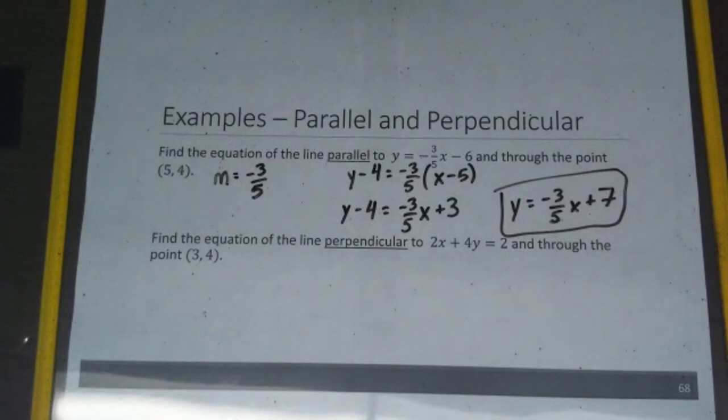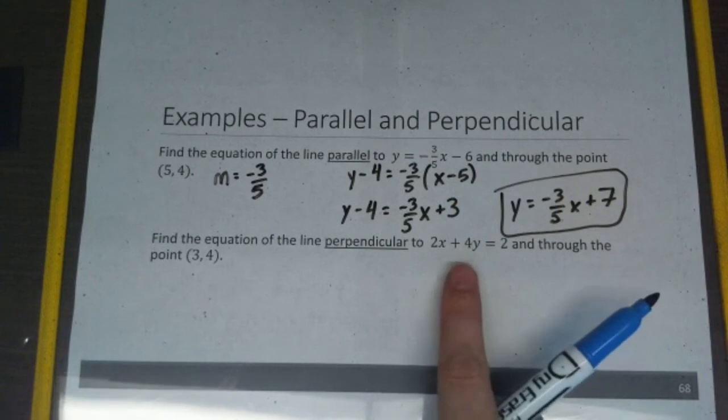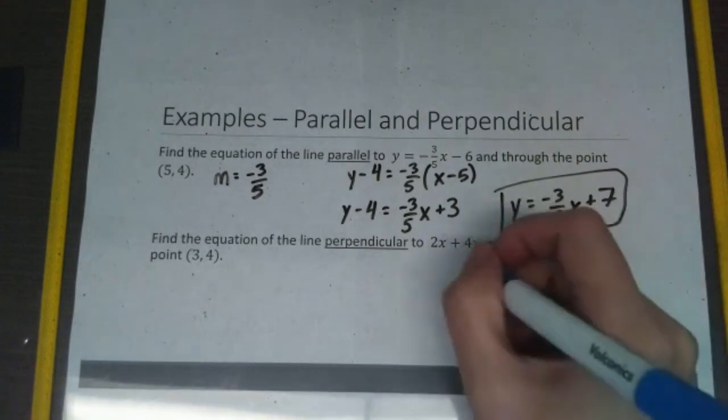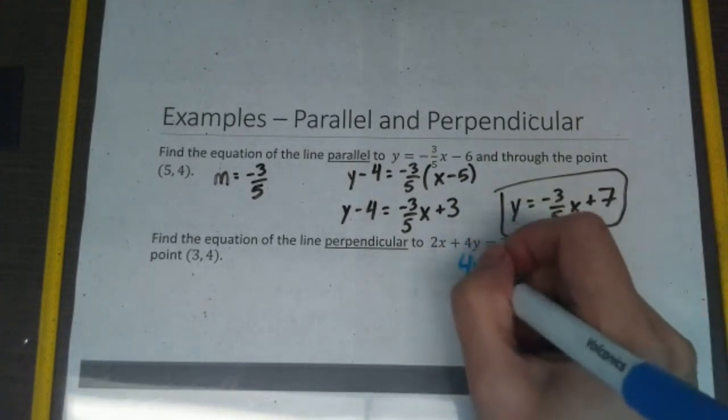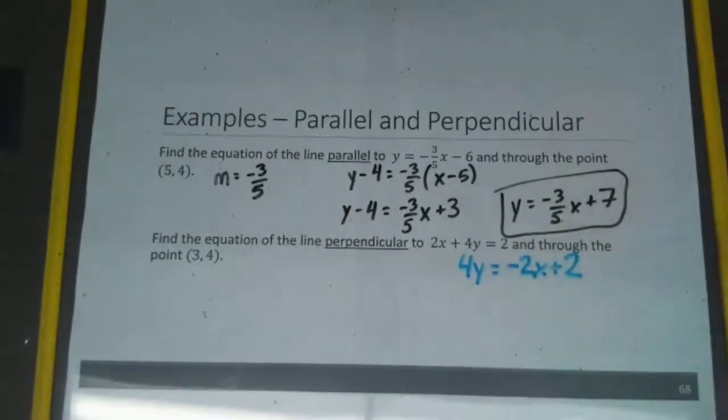The second one says to find the equation of the line perpendicular to 2x plus 4y equals 2 and through the point (3, 4). So to go perpendicular, I first need to know the slope of this line. To know the slope, I need to solve for y. So I'll start by subtracting 2x from both sides. So we'll have 4y is equal to negative 2x plus 2.